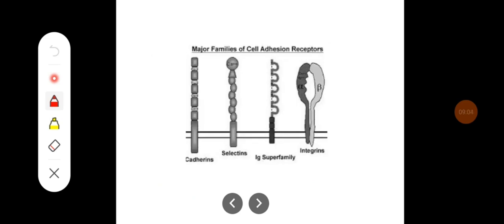And also there are the cell adhesion molecules, which also help in connectivity. These are cadherins, selectins, Ig superfamily, and integrins. They are going to help mainly in the integrity of the cell.